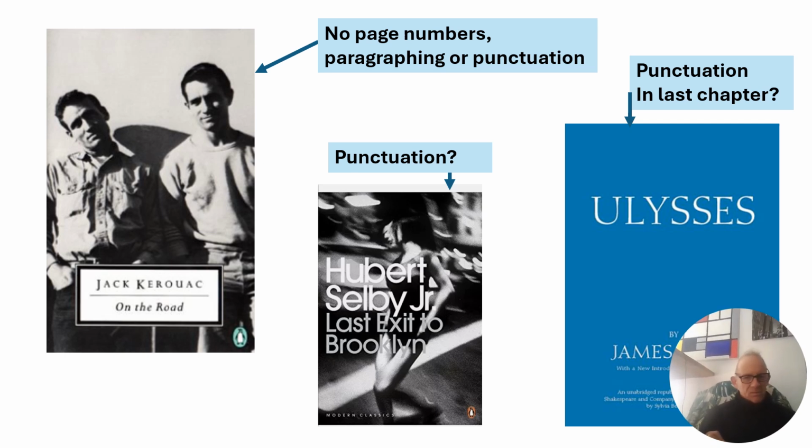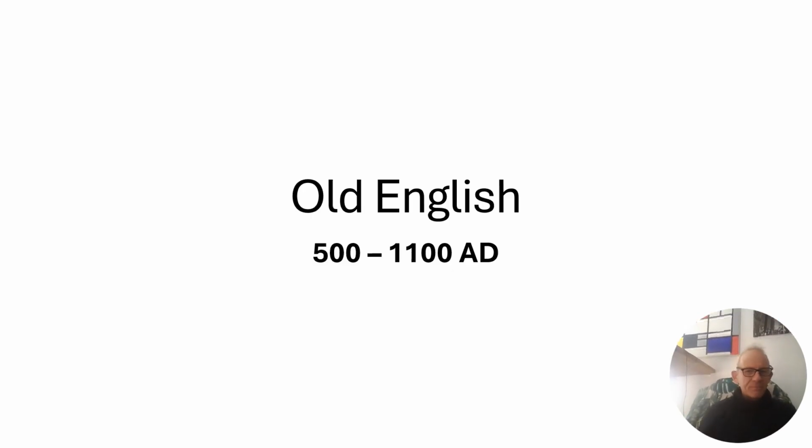Punctuation, there's none in Last Exit to Brooklyn. It's a fantastic story, and award-winning, by Hubert Selby Jr. No punctuation, he just wrote it. Ulysses, one of the great historically important novels of the 20th century. There's no punctuation at all in the last chapter. It was considered unnecessary. Somehow, all these authors luckily got them past the publishers.